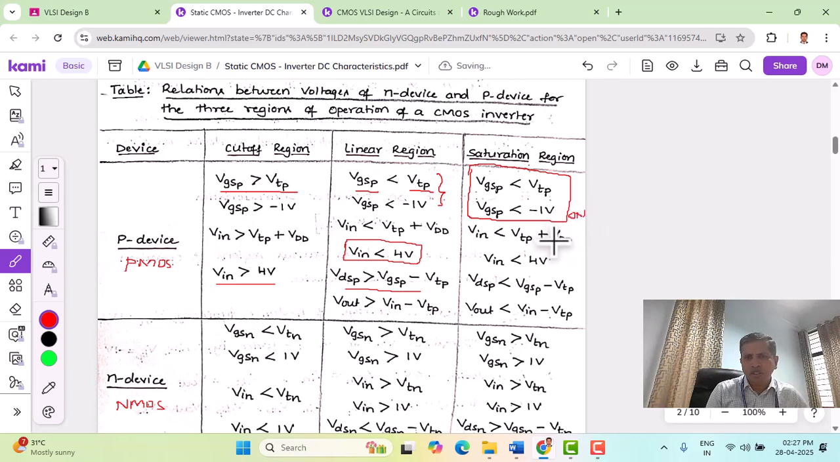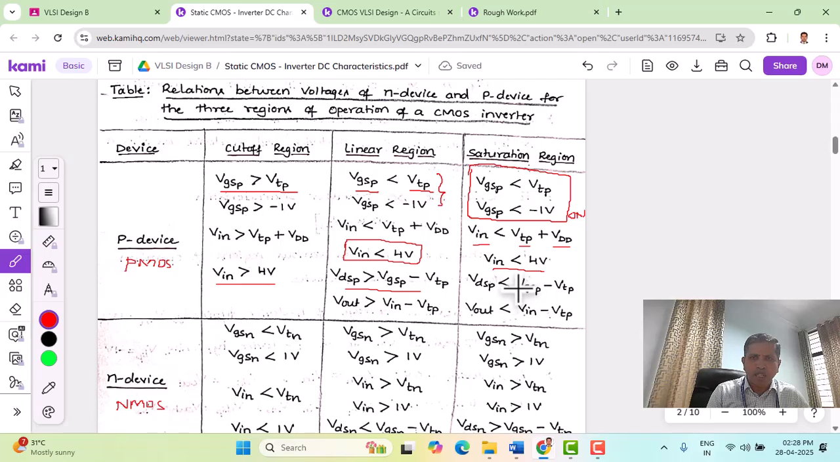And to operate the transistor in the saturation region, we need to satisfy other conditions. So Vin, the input voltage, must be less than VTP plus VDD. If we substitute typical values of VTP and VDD, Vin should be less than 4 volts. So this is the voltage to be applied at the input for the P transistor to operate in the saturation region. The same equivalent version is written here.